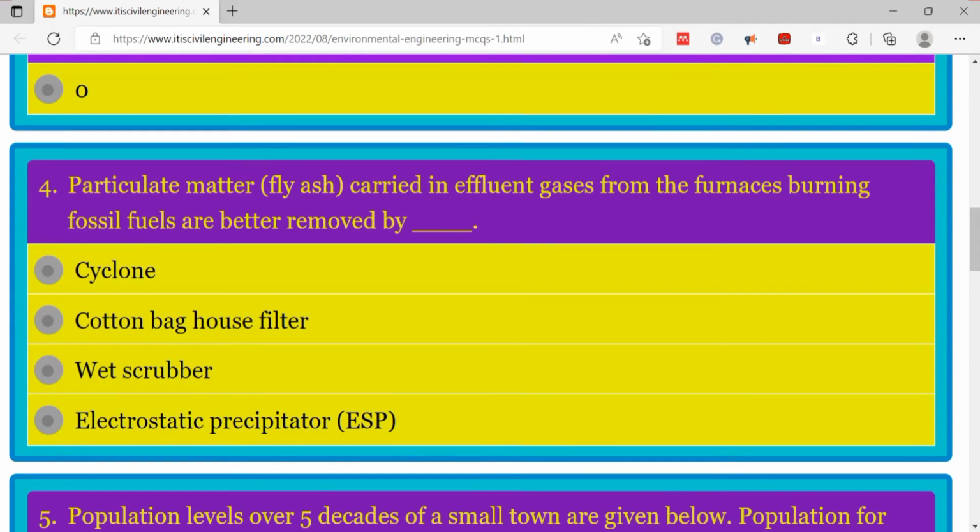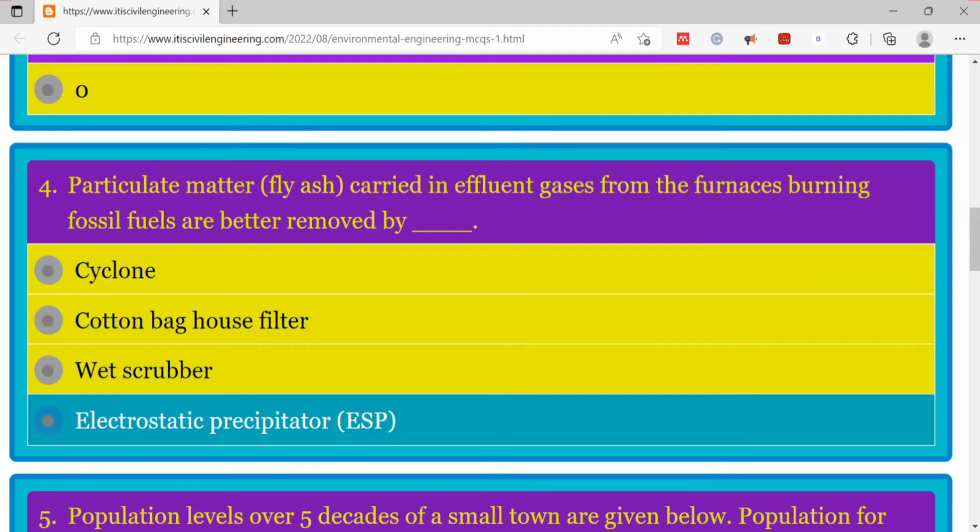Next is particulate matter, fly ash, carried in effluent gases from the furnaces burning fossil fuels are better removed by dash. So the ESPs, that is the electrostatic precipitators, are used for removing the particulate matter that is carried in the effluent gases from the furnaces burning fossil fuels.